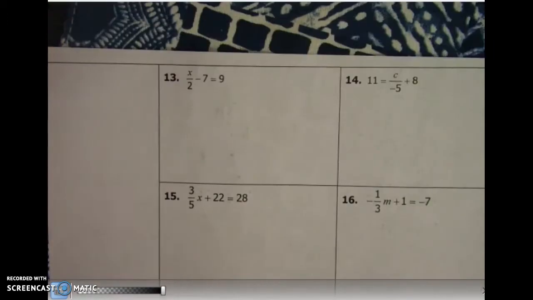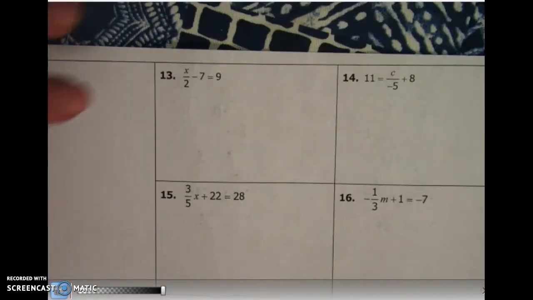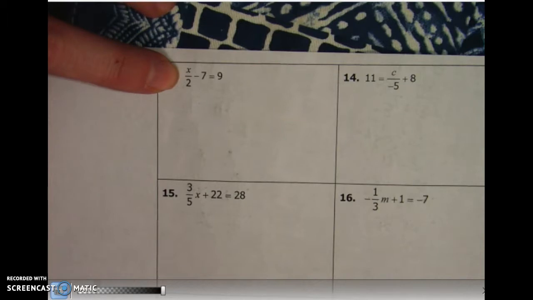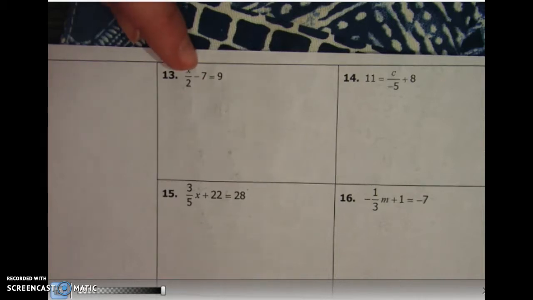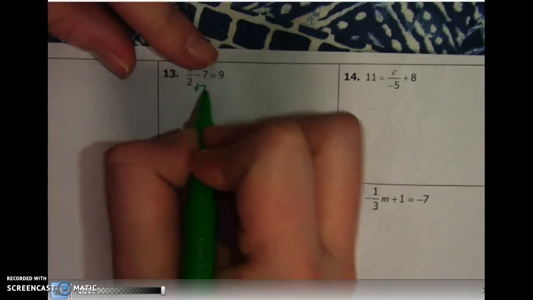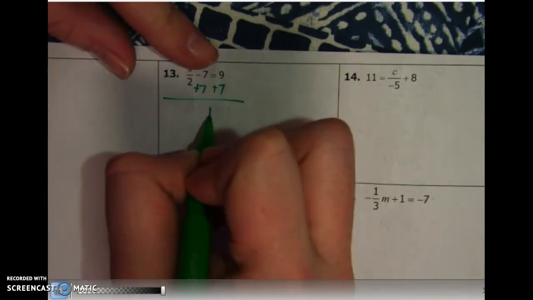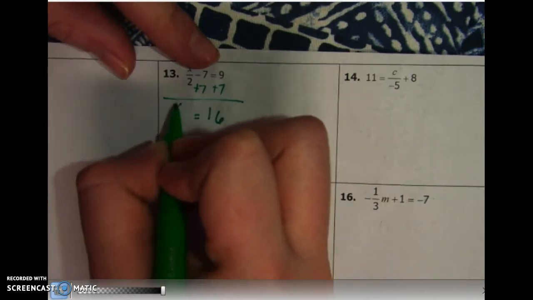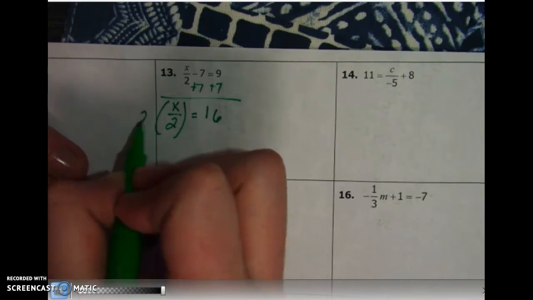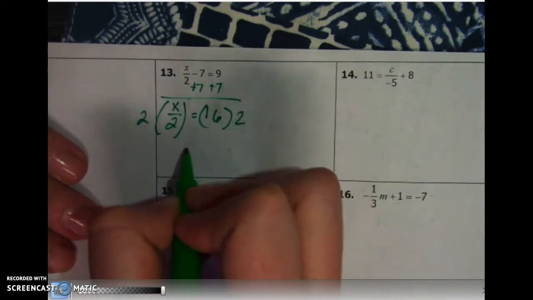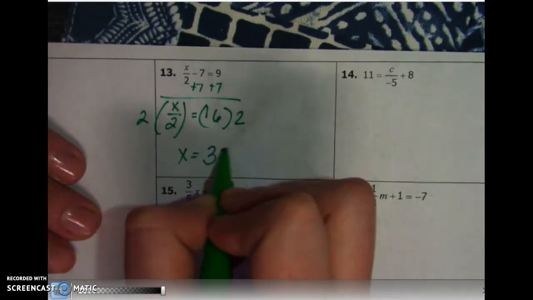All right, on to the back. Okay. So x is getting divided by 2, then subtracting by 7. So we have to do the last thing first. So the opposite of subtracting by 7 is add 7. So I'm going to get 16 equals x divided by 2. What's the opposite of dividing by 2? Multiplying by 2. So x is going to equal 32.